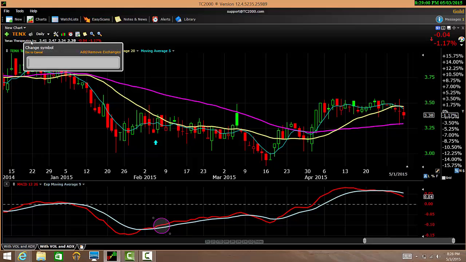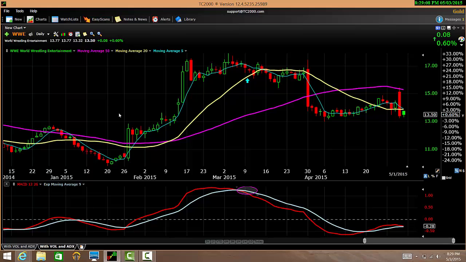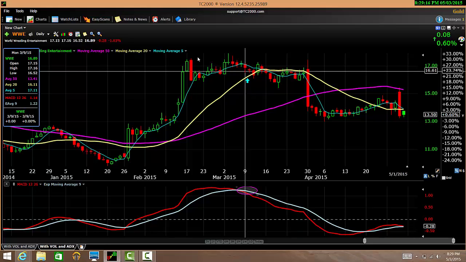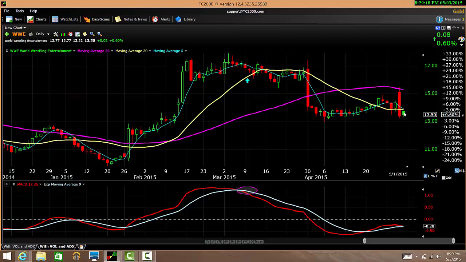And you can also use the same strategy to short stocks. Let's go ahead and look at WWE. And here we get a crossover. It is above the zero line. So if you short the stock here, you get a nice move down.